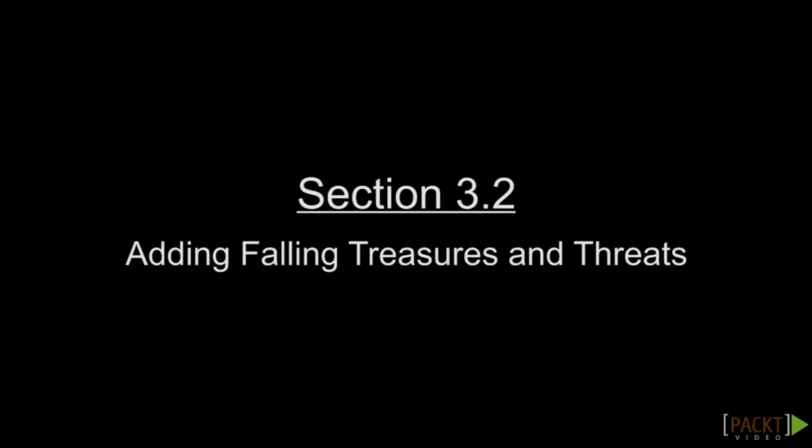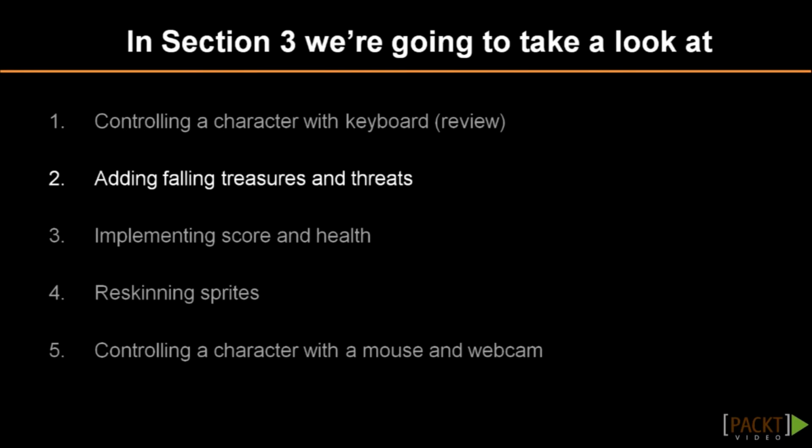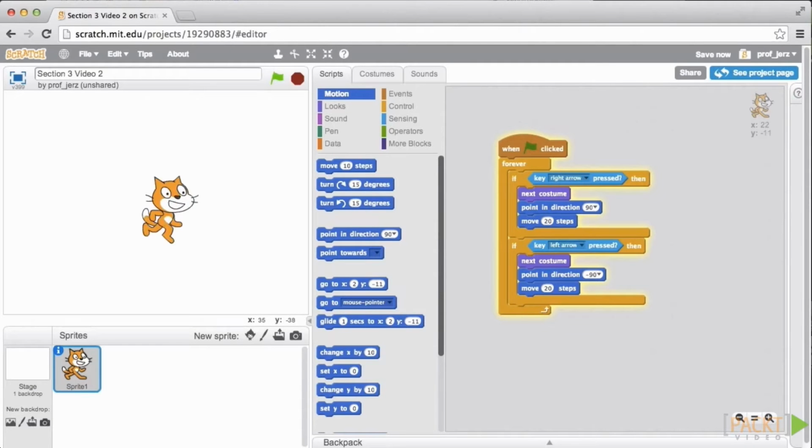Now that we can control the horizontal position of our character, we need to provide the player with a reason to move around. We'll add treasures to collect and threats to avoid. Because our game will have our character moving around the screen, I want to make sure that when the game begins, the player will always start in a particular location. We'll start the player near the ground.